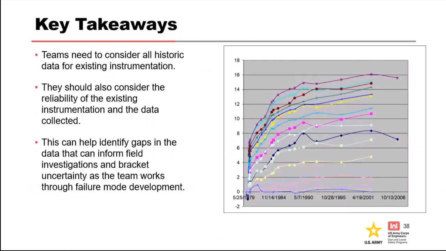Some key takeaways. Stating the obvious, I've harped on it enough, but teams will need to consider all historic data for their existing instrumentation. They should also consider the reliability of existing instrumentation and the data collected. This can help identify gaps in the data and inform field investigations, and also help bracket uncertainty as you move through failure mode development.